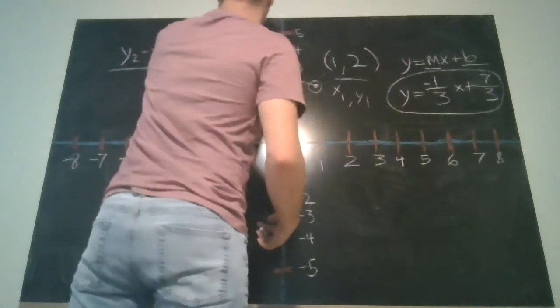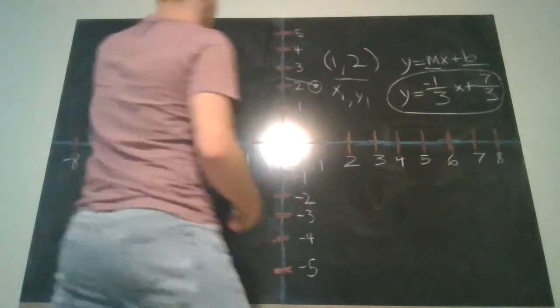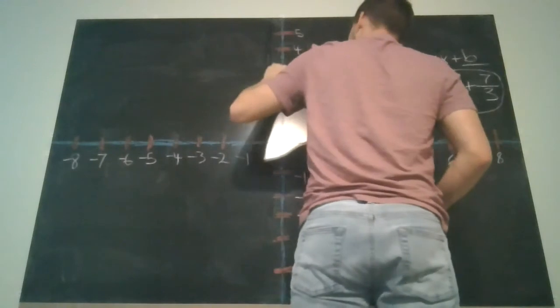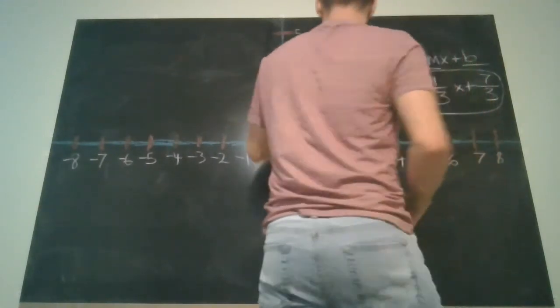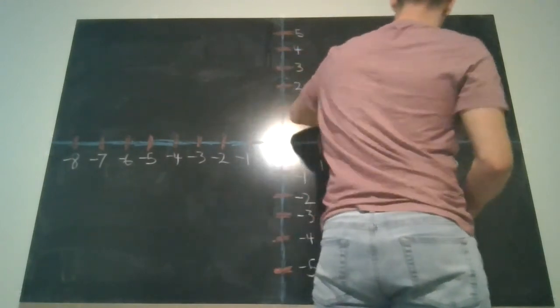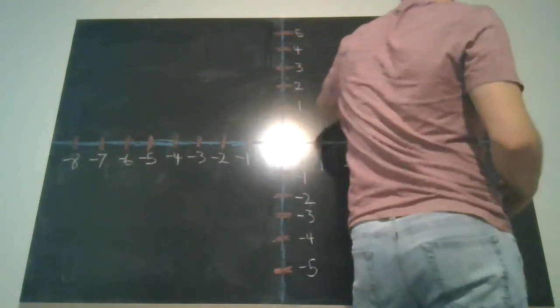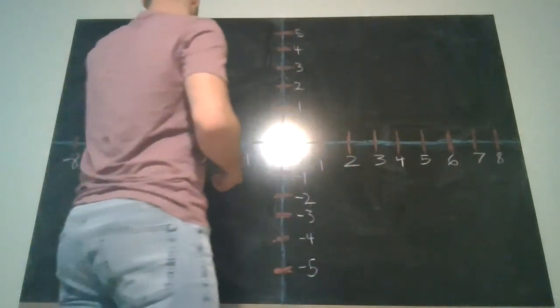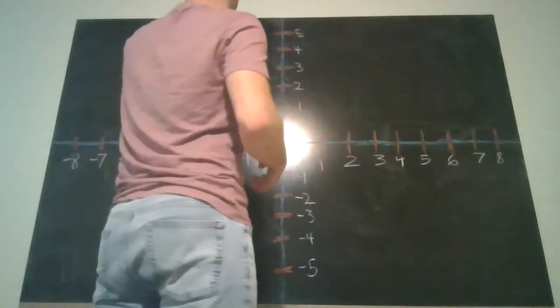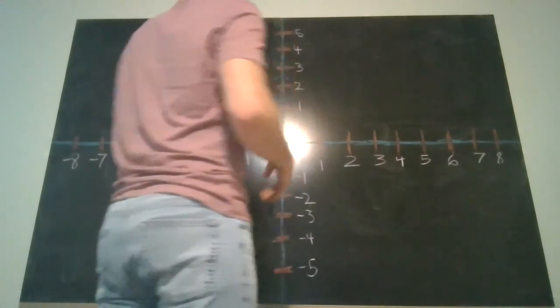I will get to that in just a second here once I've erased some more of the board, so I can get a little bit more room. So let's go ahead and say that we want the line y equals 2x plus 1.